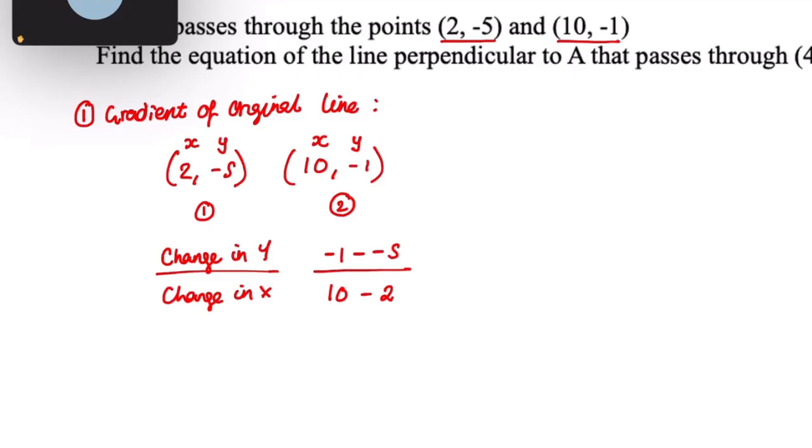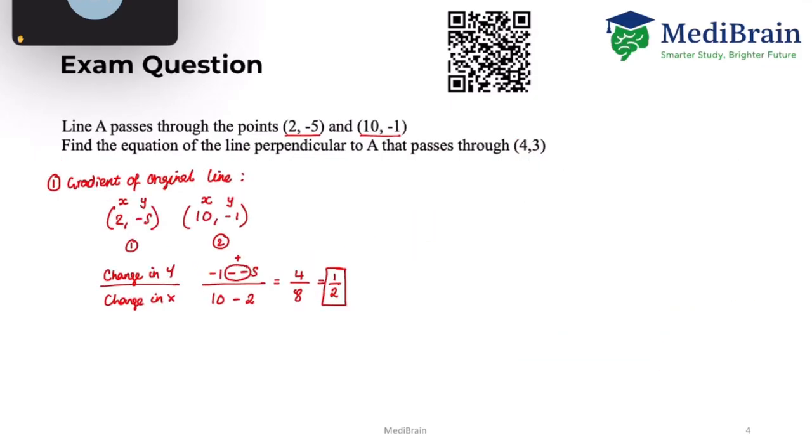So minus 1 minus 5 is the same as minus 1, add 5, that becomes an add, so that becomes 4, over 10 minus 2, which is just 8, and 4 over 8 is the same as a half. Okay, so our gradient over here is a half. That's the gradient of your original line.